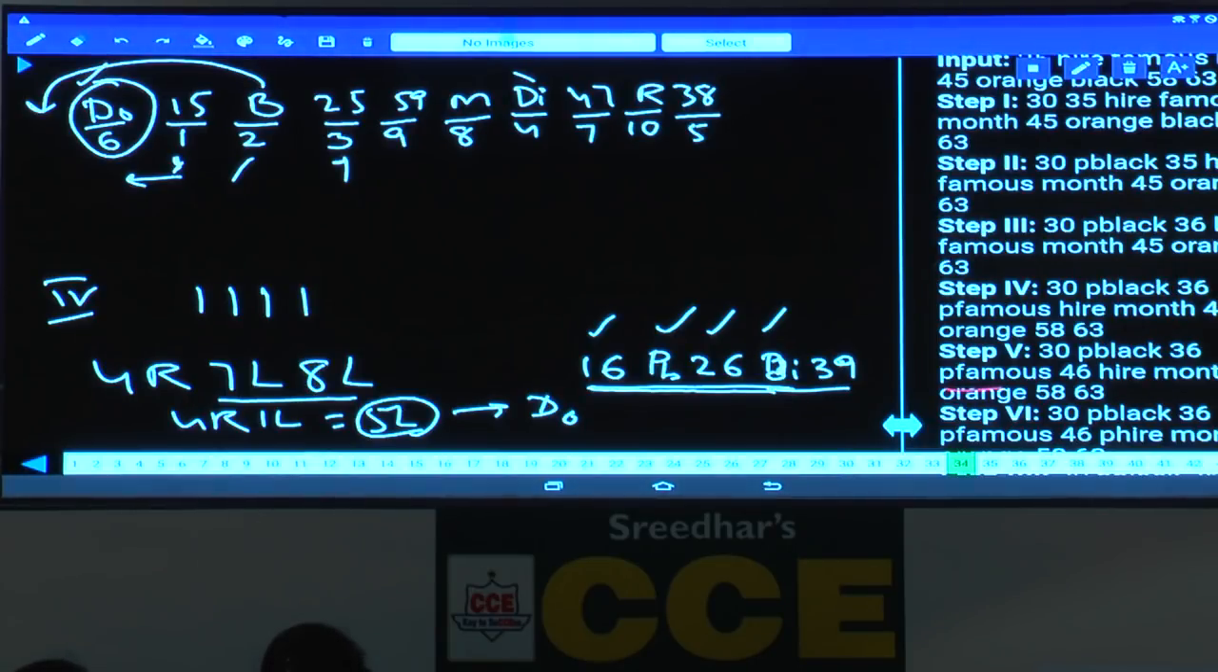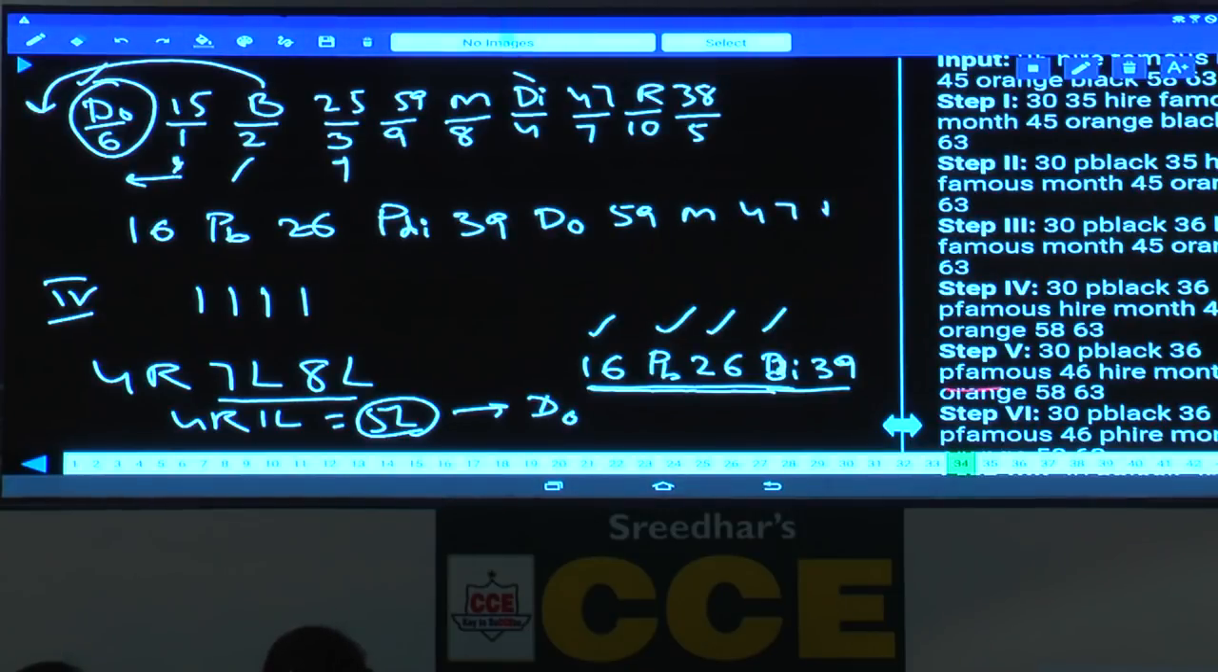All the remaining elements. Now I am writing out step 5. Now 16, PB, 26, and next one PDA, and after this PDA 39. Now 5 steps were done. All the remaining elements remained as they are. What are the remaining elements here? DO, that is the 6th one. Next one, 9th one, 59, isn't it? After this one M, after this 47, and next one is R. Clear now? Now these are the elements in step 5.